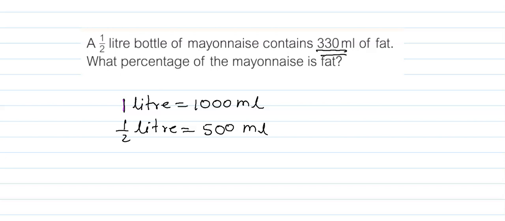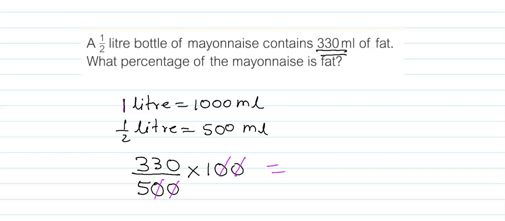Okay, so this bottle of mayonnaise contains 330 ml of fat. So what percentage of the mayonnaise is fat? So 330 out of 500, and you need to convert it into percentage. So to convert it into percentage, you times by 100. Now what happens? These top zeros cancelled by bottom two zeros. Now what is left? 330 times 1, that is 330 divided by 5. If you divide 330 by 5, you get 66%.